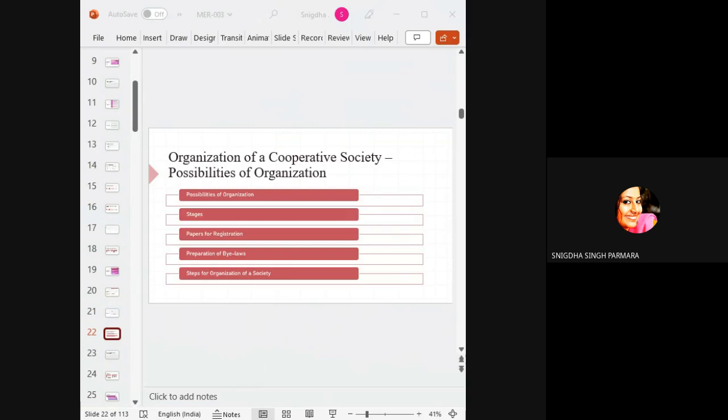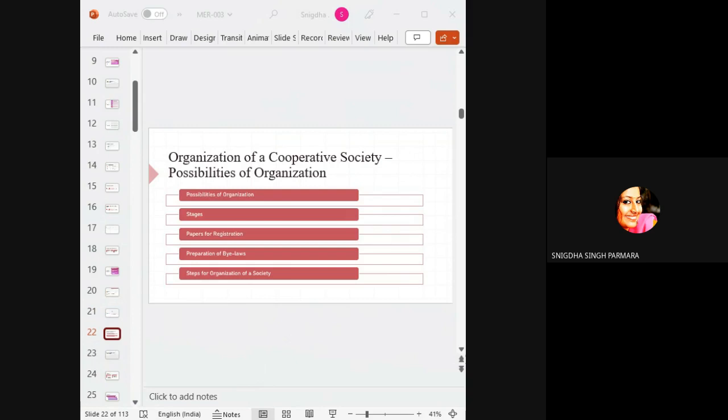While organizing in the form of a cooperative society, the basic idea or concept remains the same, which is that every member is supposed to be cooperating with each other in achieving the objective of the cooperative society.